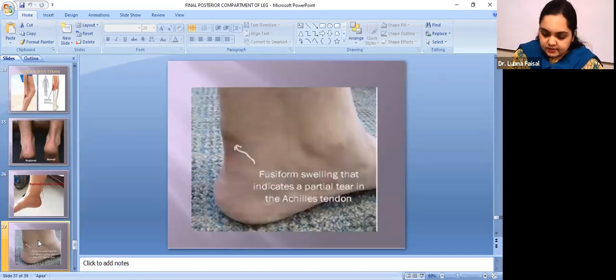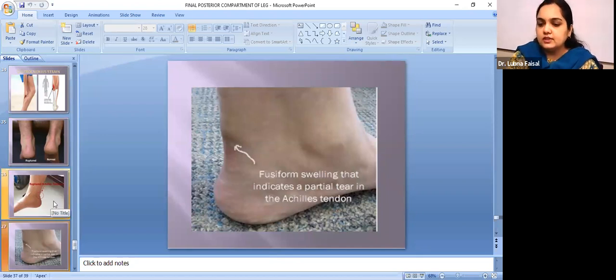Fusiform swelling indicates... Now, any more question related to the topic? This is the fusiform swelling that also indicates the rupture of the Achilles tendon.